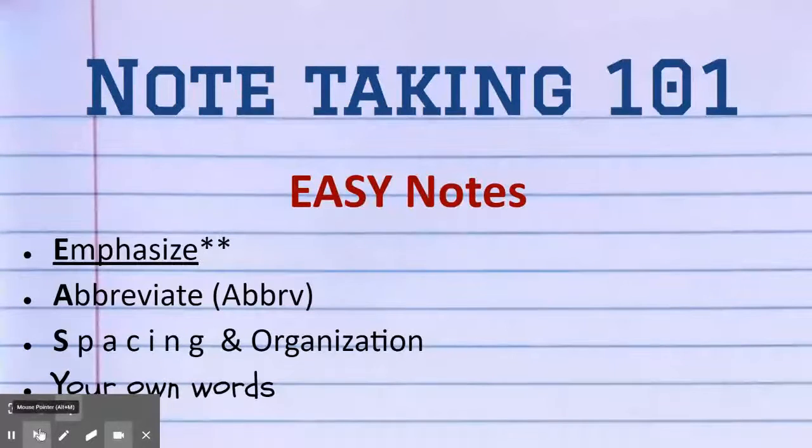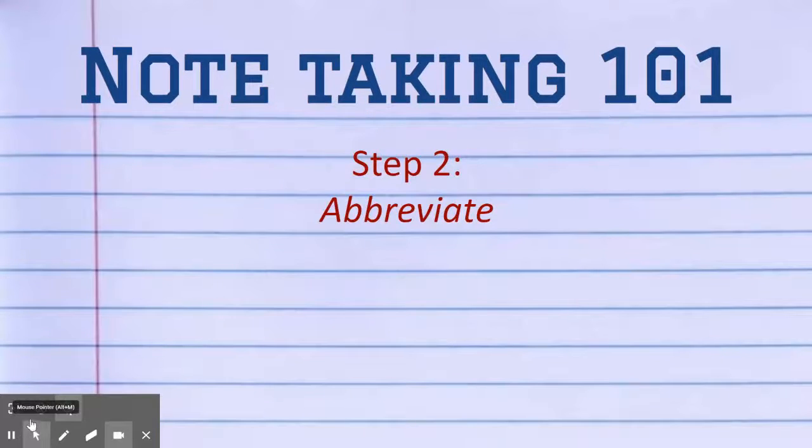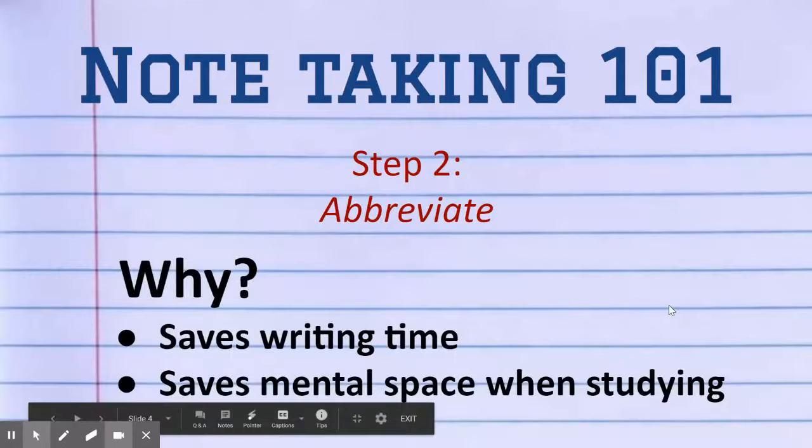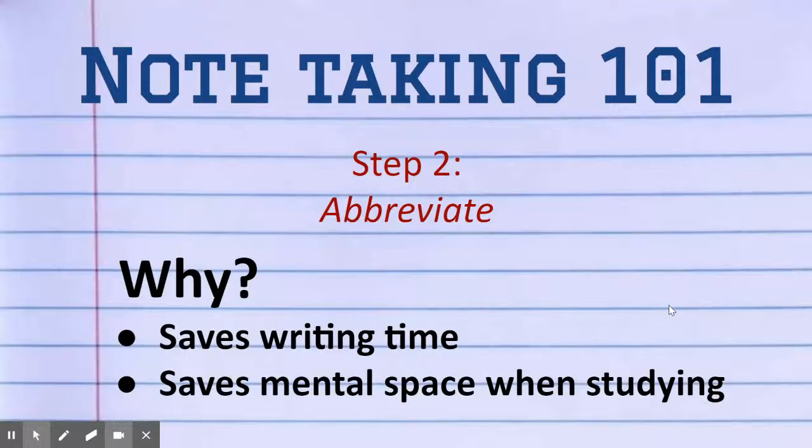Just a quick refresher, Easy Notes stands for emphasize, abbreviate, spacing and organization, and in your own words. And this is meant to be the easy part of note-taking. Today we're going to focus on abbreviating, writing shorter words and fewer words as we take our notes. Why? Because this saves writing time. It saves mental space when we're studying, and we can therefore learn more effectively.